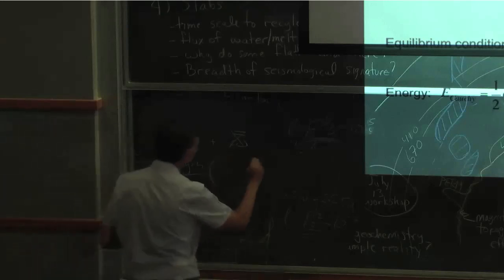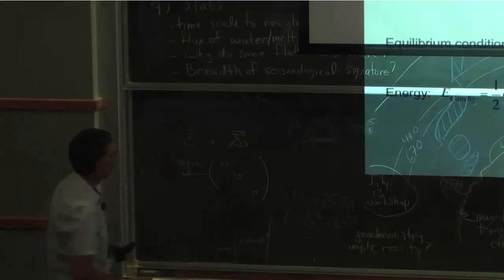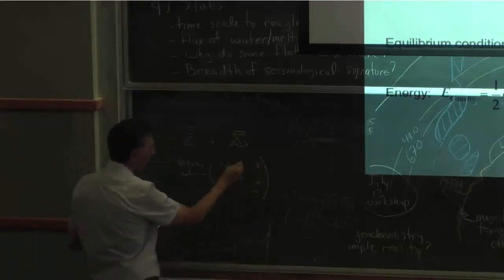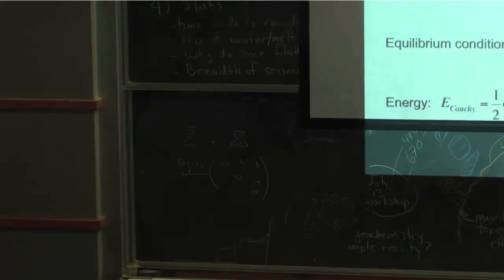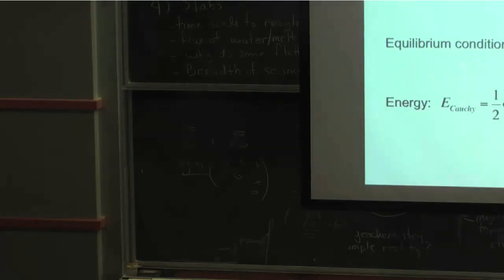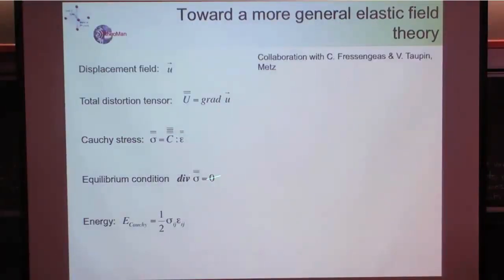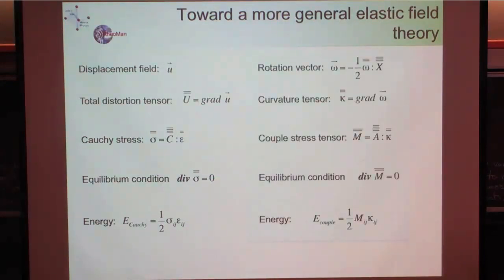This is a tensor which is antisymmetric, which means that it has zero on the diagonal, and it has only three independent terms, because those are the same with a minus sign. So we can take those three components and build a vector with that. And that vector would be the rotation vector. So let me just now show the full elasticity: the displacement, then the gradient, then the deformation tensor, Hooke's law, then equilibrium condition, energy, whatever you like. So what we can do is take this antisymmetric part of the distortion tensor. With that, we can build a rotation vector, which can be an exact equivalent of the displacement. So you would have the translational part and the rotational part of the strain, if you like.